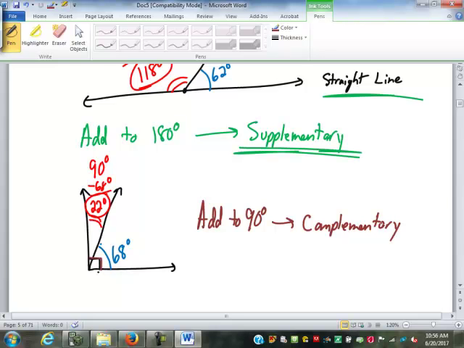Now, if you're anything like I used to be, I could remember the words supplementary and complementary, but it can be kind of tricky to remember which one's which. The way I remember it is you get complements when you are right. Right angle. Yeah, so it's a right angle.